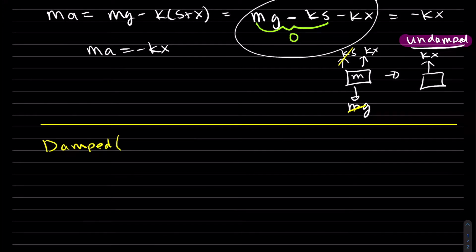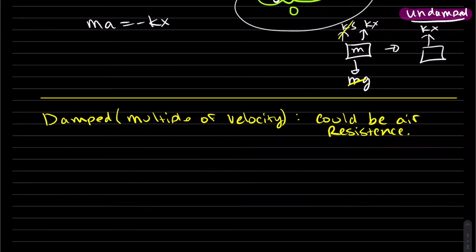Damped is a multiple of velocity. Just as an example, it could be air resistance, and again, air resistance would slow it down. If we play off of our last one, this is our mass. Our undamped had a force of kx only. Now we are going to have something just like the spring constant working against it. We're going to have your damping, a multiple of velocity, working against it.